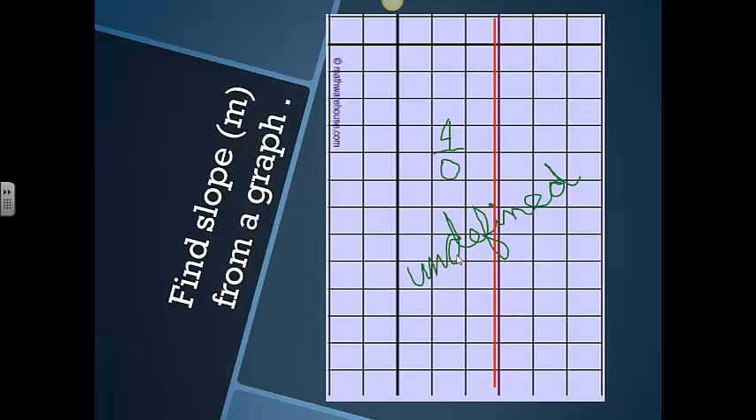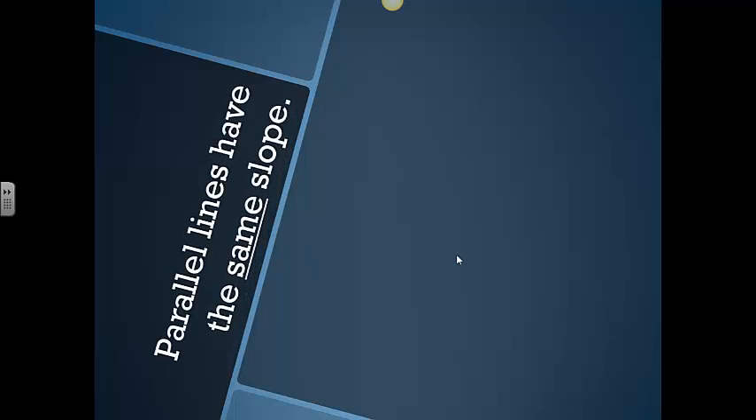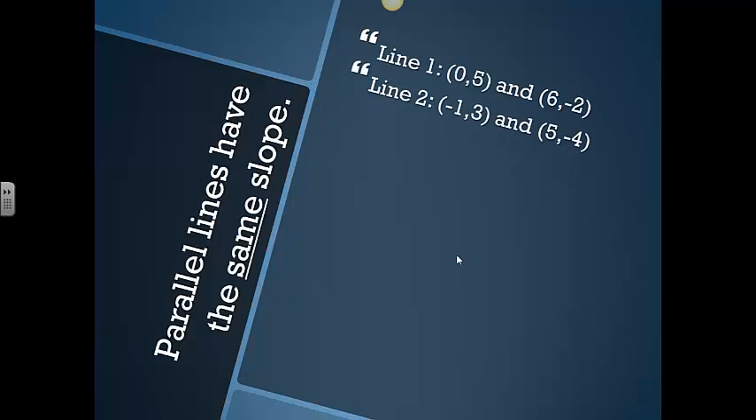What do you think the slope of a horizontal line is? We'll have to talk about that. All right. In this next example, I want you to know that parallel lines have the same slope. So I want to prove that to you. I have a line with 2 points, 0, 5, and 6, negative 2, and then my second line has the points negative 1, 3, and 5, negative 4. And all that means is that the line passes through these points. So I want to prove to you that these 2 lines are parallel, and the only way to prove that to you really is to find the slope of each one of those lines.